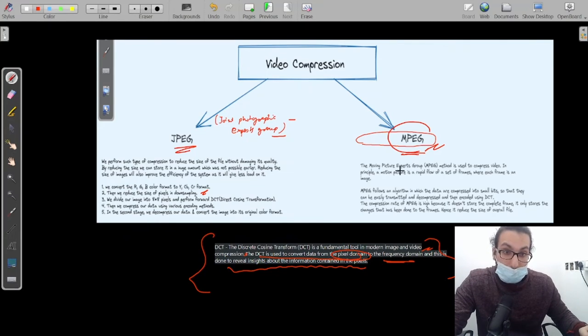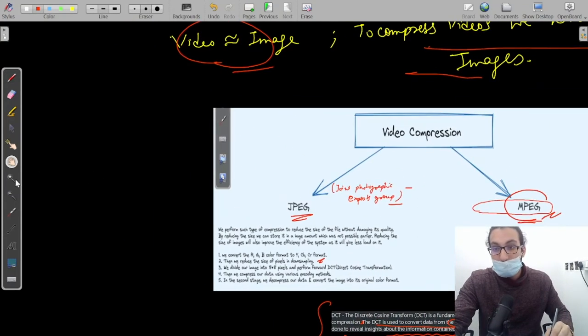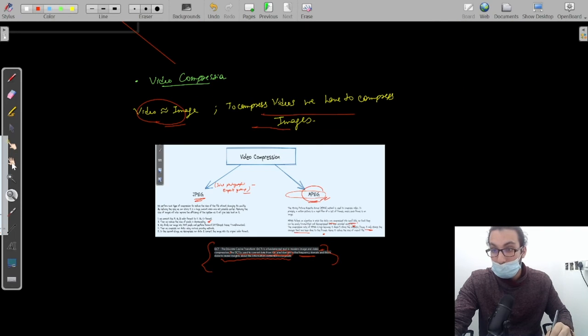Then the second one is MPEG. MPEG follows an algorithm in which the data is compressed into small bits so that it can be easily transmitted and decompressed, and then encoded using DCT again. The compression rate of MPEG is high because it doesn't store the complete frame, but only stores the changes that have been made to the frames. Hence, it reduces the overall size of the file. So this is how the compression works.